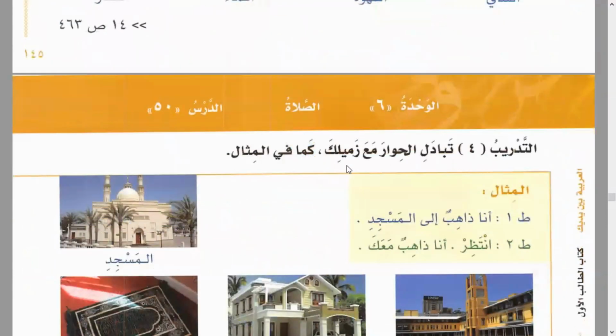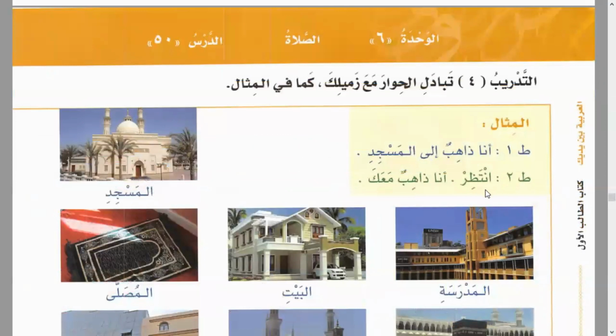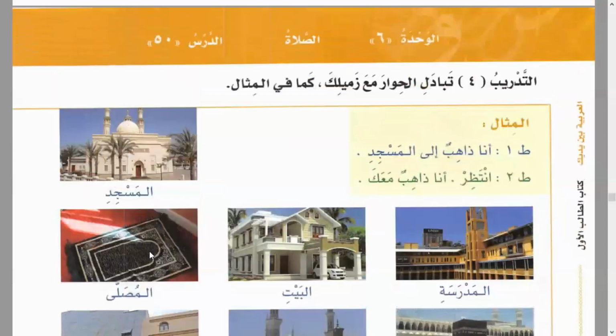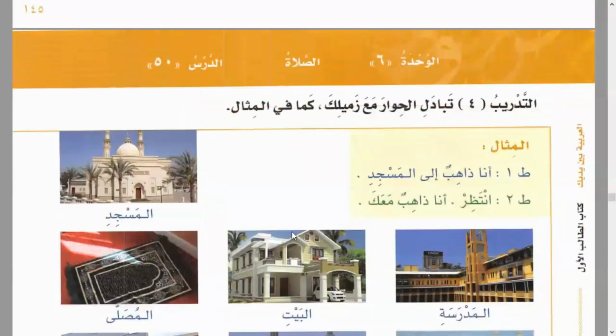Next one is تبادل الحوار مع زميلك. Same thing again. Exchange with your colleague. كما في المثال, as in the example. أنا ذاهب إلى المسجد. انتظر. أنا ذاهب معك. Wait, I'm going with you. So we just need to change the places. أنا ذاهب إلى المدرسة. انتظر. أنا ذاهب معك. أنا ذاهب إلى البيت. I'm going to the house. انتظر. أنا ذاهب معك. أنا ذاهب إلى المصلى. I'm going to the musalla, the prayer place. انتظر. أنا ذاهب معك. Yes, wait for me.